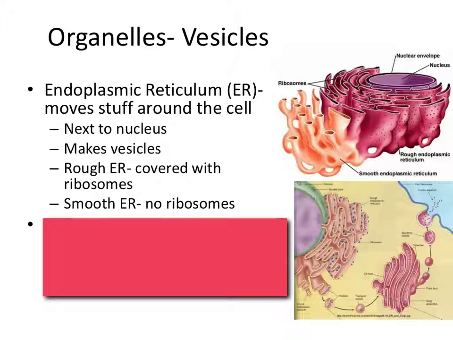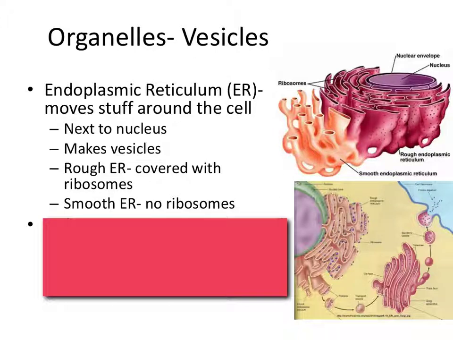There's rough ER, which is covered with ribosomes. So you see over here, this one's got lots of bumps and dots. This one has nothing. This is the rough ER, and this is the smooth ER, which has no ribosomes. The rough ER is mostly concerned with moving proteins, since that's what the ribosomes are making, and the smooth ER might be moving other stuff.